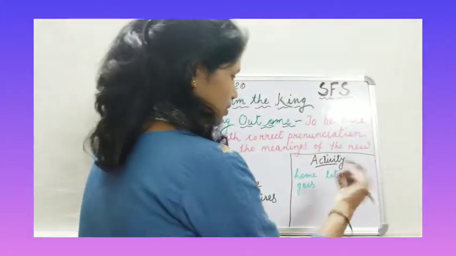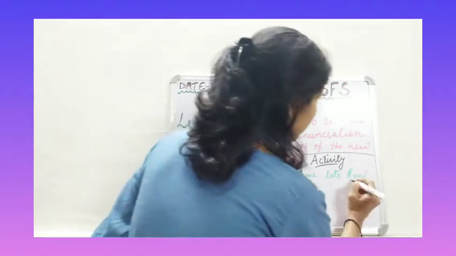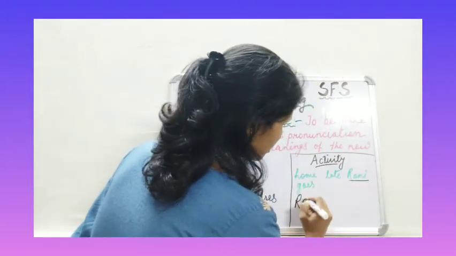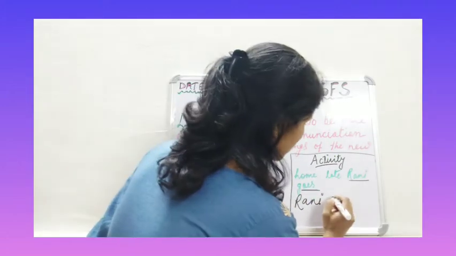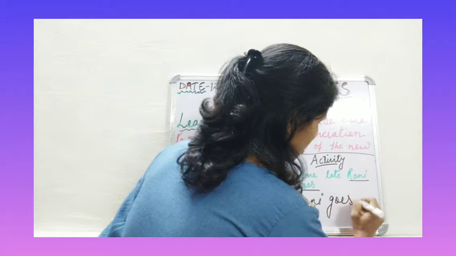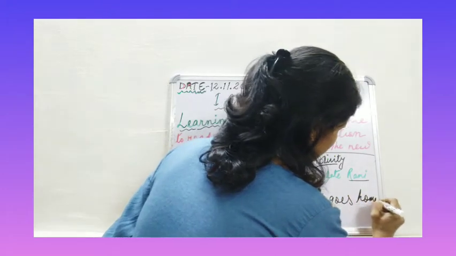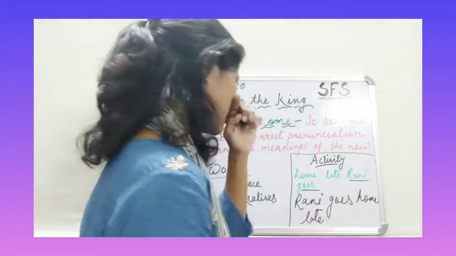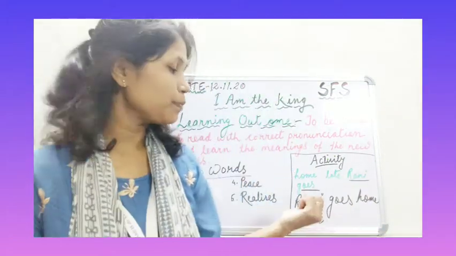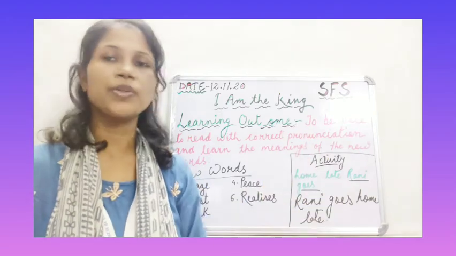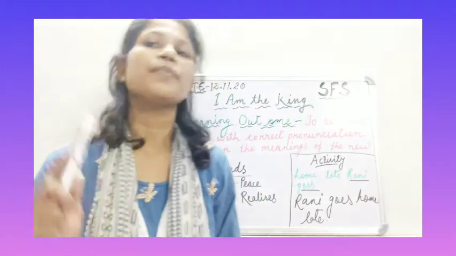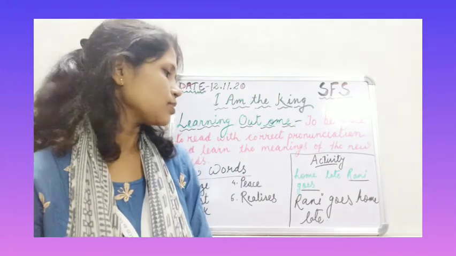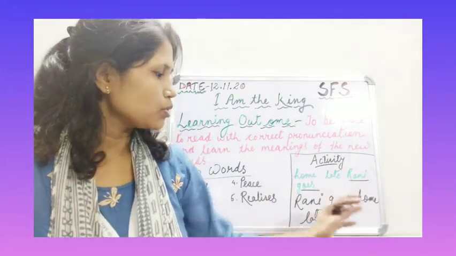Alright, so what will be the first word? It will be Rani, the proper noun. So it will be Rani goes. What does she do? Goes. So goes is a verb, a doing word. Rani goes home late. And a full stop, as we have finished this complete sentence. If we do not put the full stop, this sentence will be incomplete. As I always tell you, never forget to put a full stop whenever you write a sentence. So, dear students, Rani goes home late.